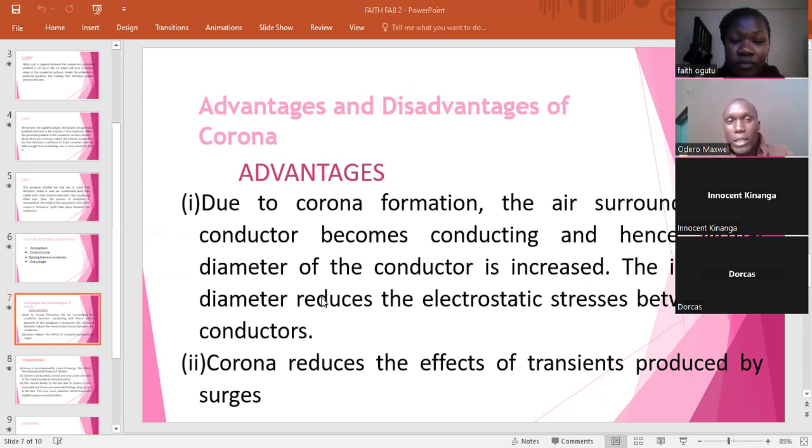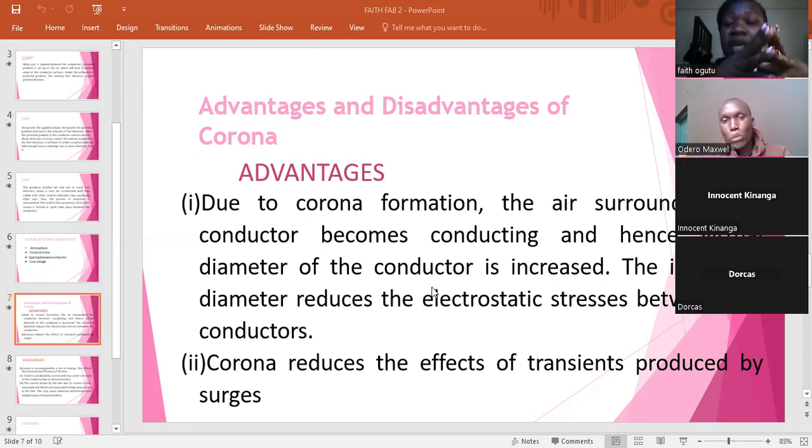Another advantage of corona is that it reduces the effects of transients, which can produce surges. Yes, we have seen that due to corona formation, the air surrounding the conductor becomes conductive. Hence, the diameter of the conductor is increased. The increased diameter reduces the electrostatic stresses between the conductors.